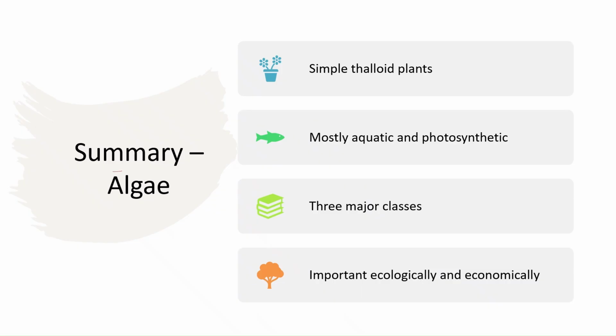Let's summarize. Algae are simple thalloid plants and they are mostly aquatic and photosynthetic. They have three major classes: Chlorophyceae, Phaeophyceae and Rhodophyceae, and they are important ecologically and economically.